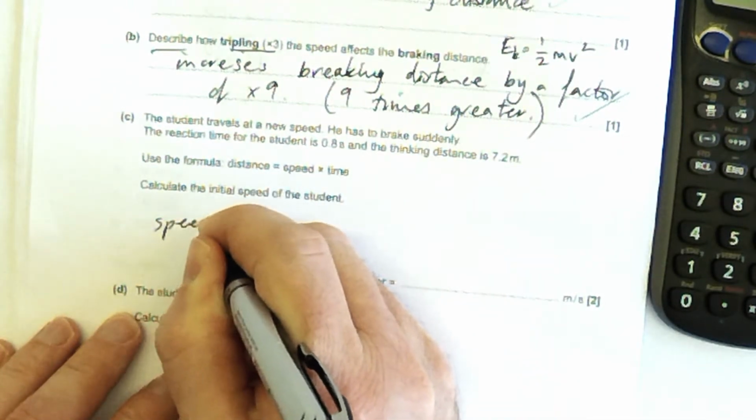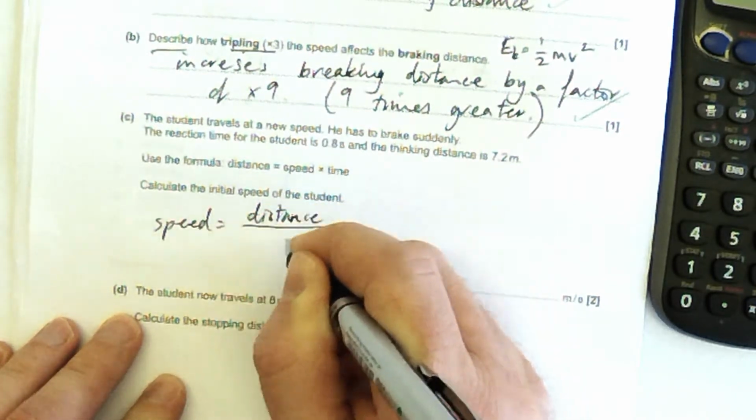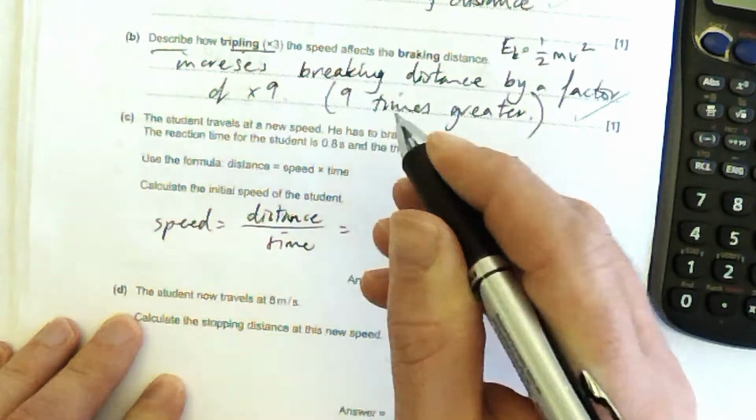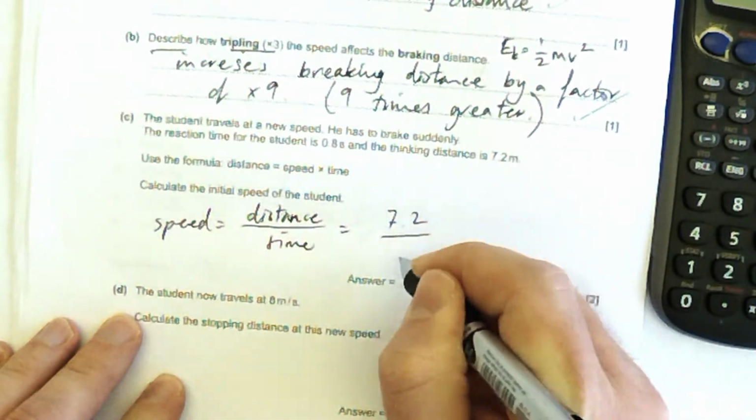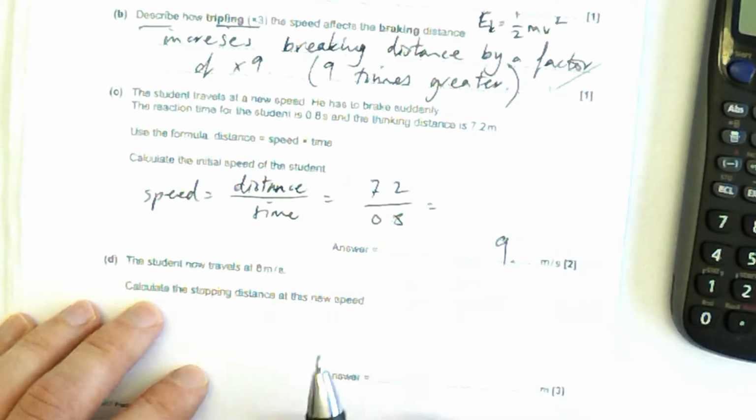So here speed equals distance divided by time, which is 7.2 over 0.8, 9 meters per second.